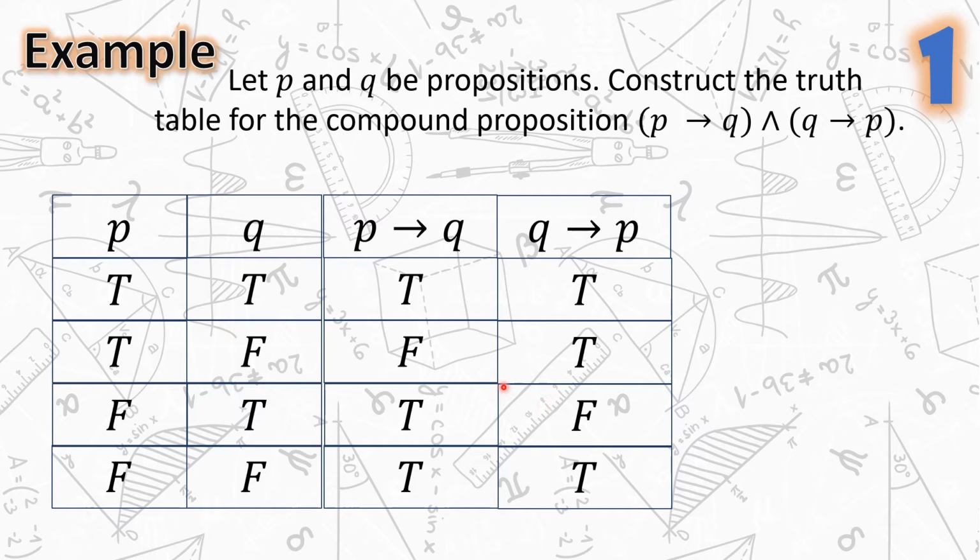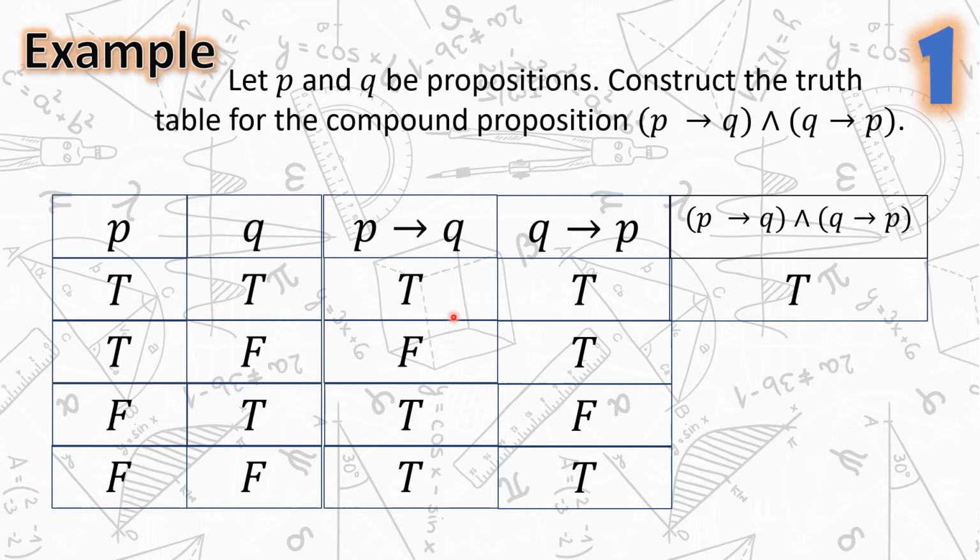Now that we have the conjuncts in our compound proposition, let us have the conjunction, if P then Q and if Q then P. Let us now focus our attention on the column P implies Q and the column Q implies P. We know that the conjunction of two statements will only be true when both conjuncts are true, or both propositions are true. So the conditionals P implies Q and Q implies P are both true in the first row, therefore the conjunction is true.